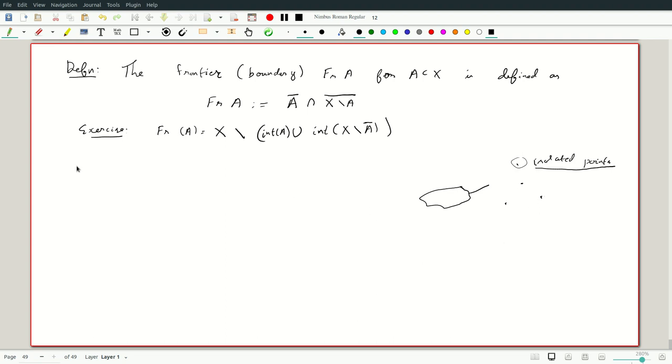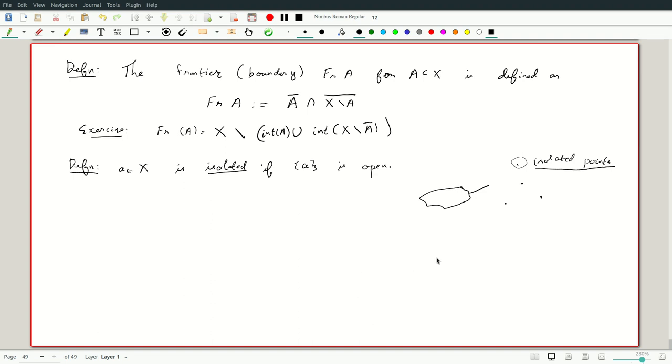So we can as well define: a point A in X, in a space, is isolated if, well, I can say there exists an open set which intersects the set only in that point, but it's really just saying that the single point is open. So these are isolated points.